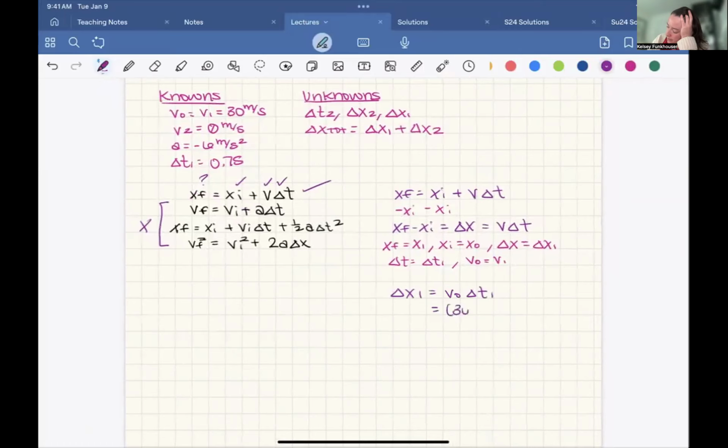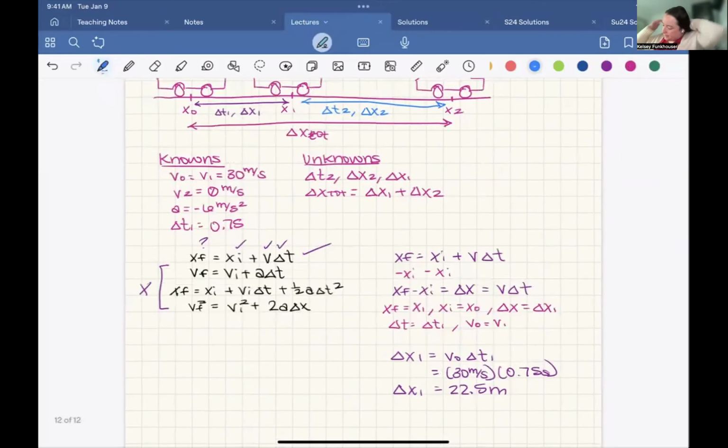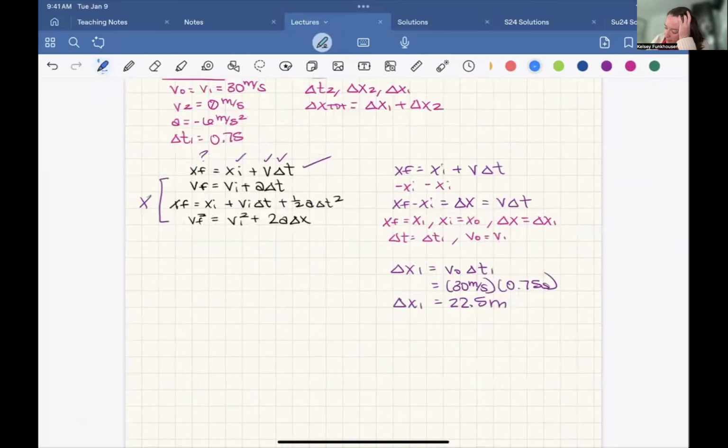And so let's calculate that. 30 meters per second times 0.75 seconds gives us 22.5 meters. So that's how far the car travels before the person even actually is able to apply the brakes, just because of reaction time. Okay, next one. Now we want to know what displacement 2 is. So now let's go through.